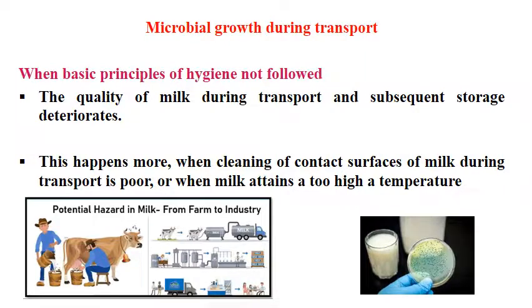When the basic principles of hygiene are not followed, the quality of milk during transport and subsequent storage deteriorates. This happens more when cleaning of milk contact surfaces during transport is poor, or when milk attains too high a temperature. Too much rise in temperature during transport will facilitate microbial growth, and that will deteriorate the quality of milk.